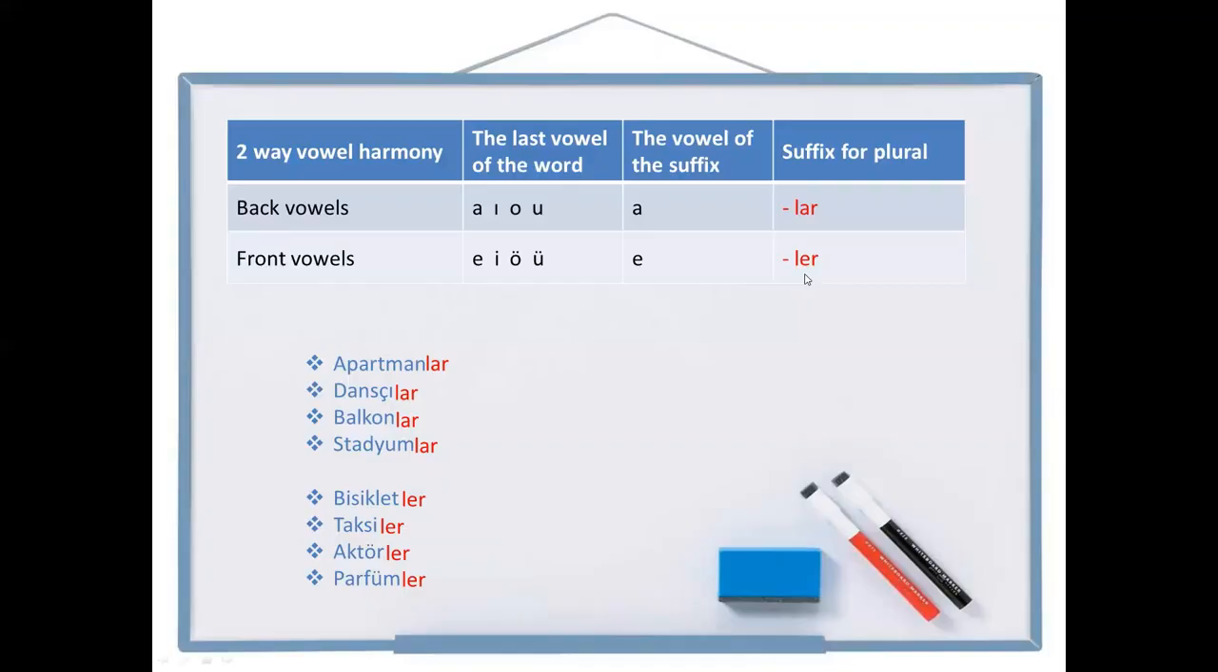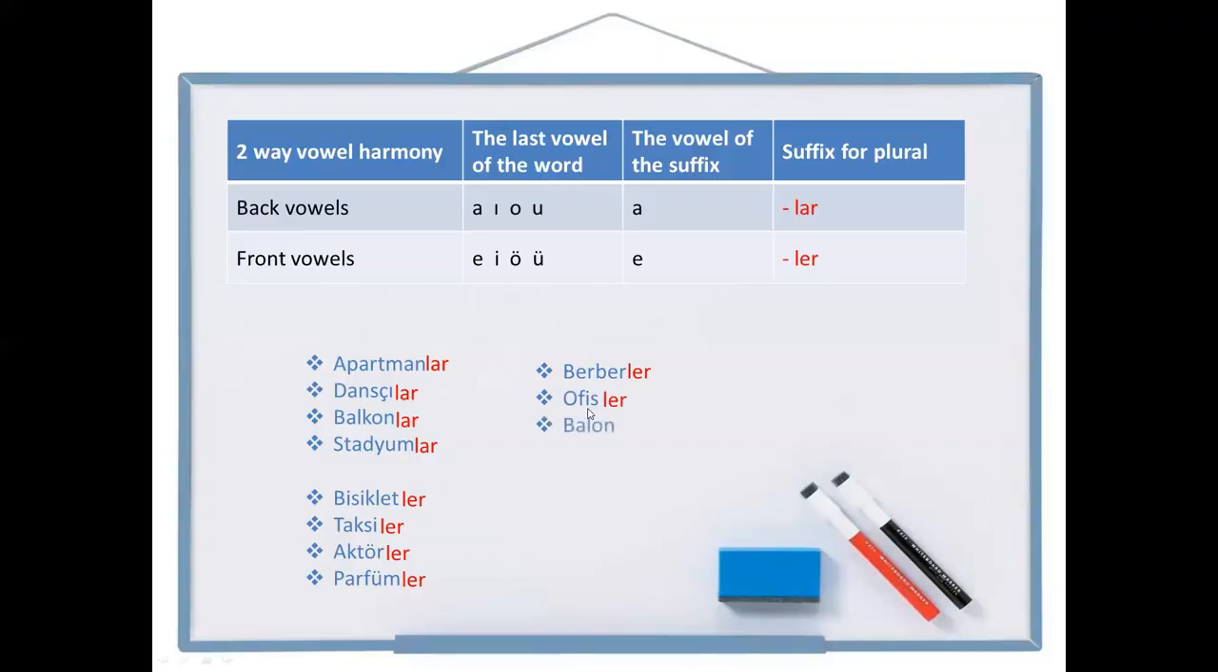Let's make some mixed examples. Berber, barber. I want to write it in plural form. Is it going to be ler or lar? The last vowel is e. E is a front vowel, so it has to be ler. Next one, office. The last vowel is e, which is a front vowel, so it needs to be ofisler.